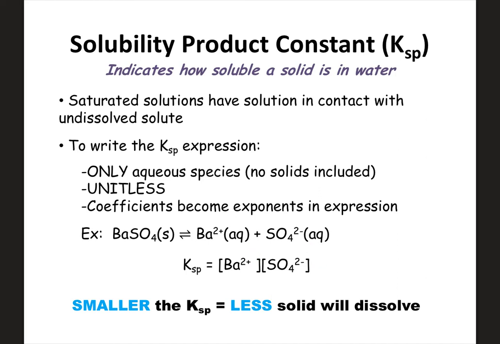We'll look at another dissolving here just so you make sure you understand how the exponents come in, but that would be a Ksp expression for the dissolving of barium sulfate. It has no units, and you only pay attention to your aqueous species. And you need to understand this idea that the smaller the Ksp, the less solid will dissolve. So lower Ksp, lower value here, the less that's going to dissolve. That's a big idea that we really need to understand. Lower values, less of the solid is going to dissolve.